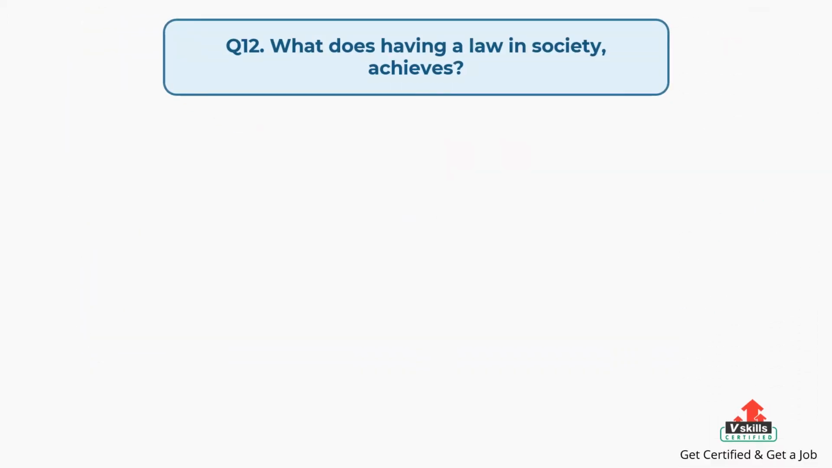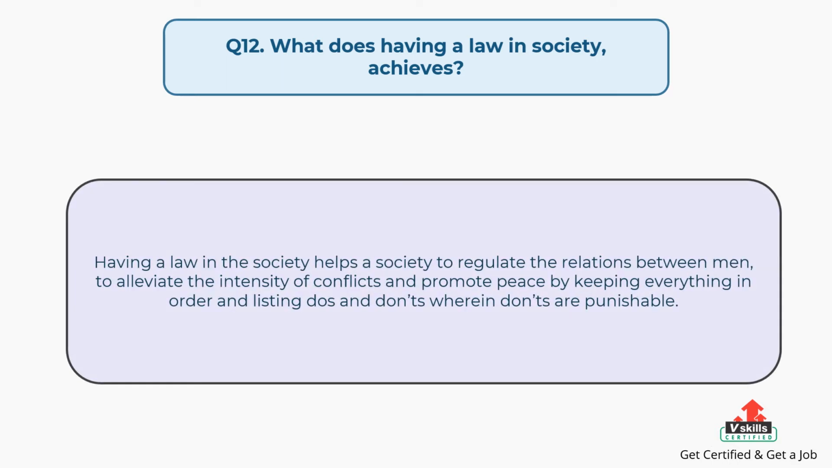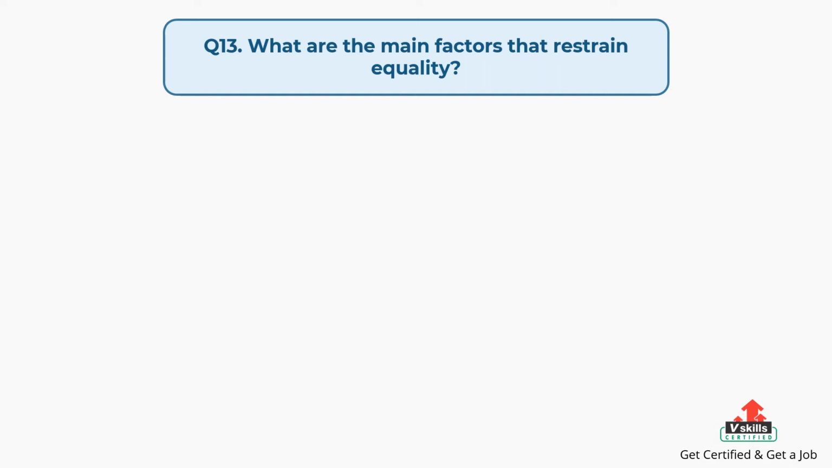Question number 12. What does having a law in society achieve? The answer is: having a law in society helps a society to regulate the relations between men, to alleviate the intensity of conflicts and promote peace by keeping everything in order and listing do's and don'ts, wherein don'ts are punishable.